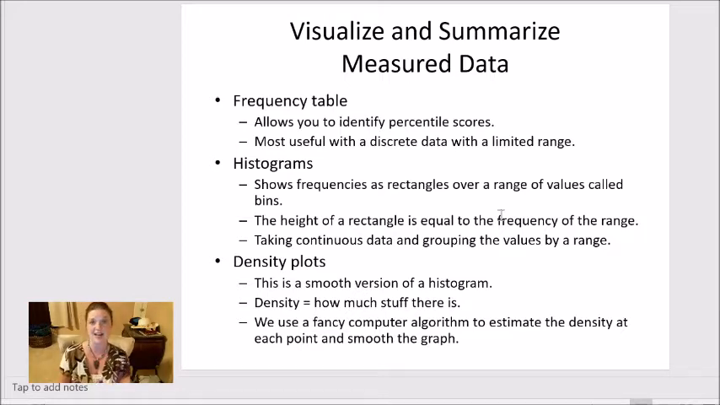And the word density is actually a mathematical phrase to mean how much stuff there is. A density plot allows us to track how probable or how often a particular score occurred. Density is another word for how much or how probable was this particular outcome. How many people fell into this category? How many people fell into this range of scores? And then a computer algorithm smooths out the histogram and makes it like a nice smooth picture. But again, a picture's worth 1,000 words. So let's look at some pictures.